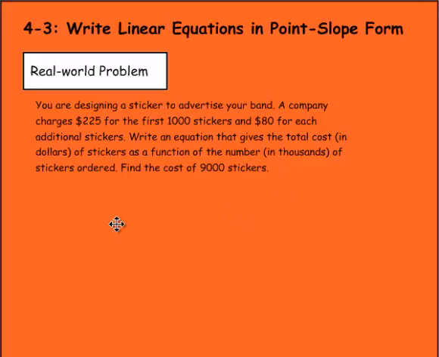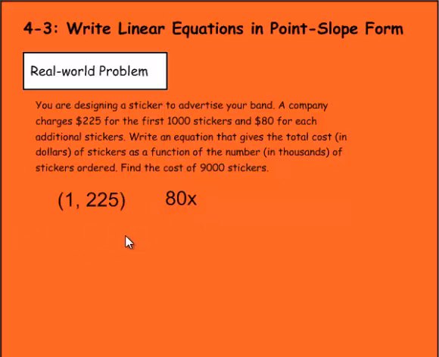So I can solve this one because I know one point on the graph and I know the slope. I know one point in the graph because the first 1,000 stickers, if we're measuring in thousands, the first order of stickers would be $225. So if I'm going to write that as a point, I'm going to measure it in thousands, remember, so it'd be 1, remember measuring for 1,000, and 225. I also know the slope. It's $80 for each additional one, so it'd be 80x.